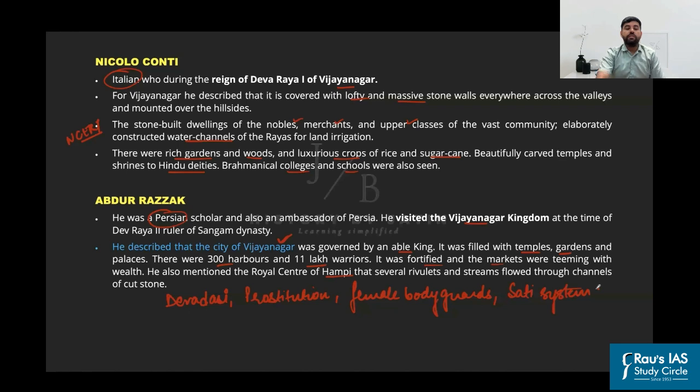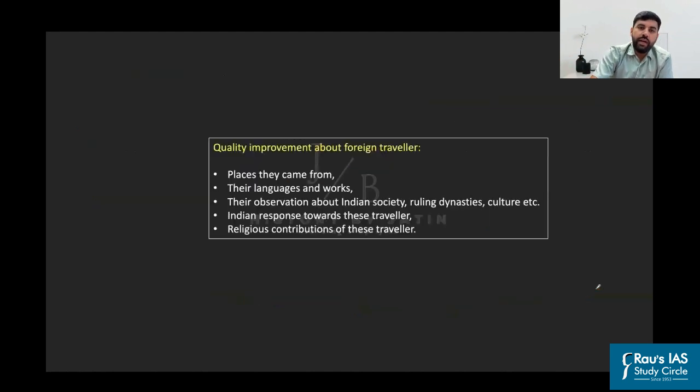I told you previously also, if you cannot write the names of these travelers or their languages or the names of their books, it's okay, guys. Just write these sentences, what they have explained about economy, society, and polity. Moving ahead, right? Quality improvement, what you need to keep in mind: language, works, places they come from, their observation about Indian society, dynasties, culture, right? Indian response towards the travelers and religious contribution of these travelers.